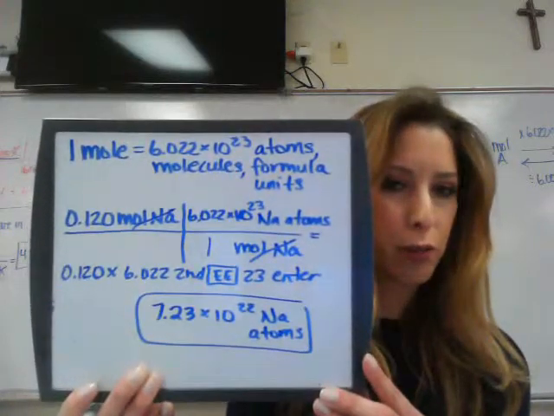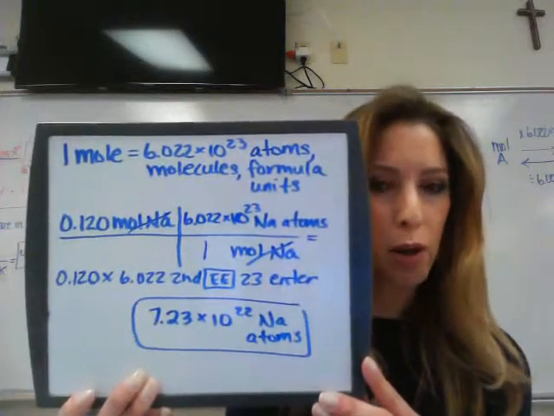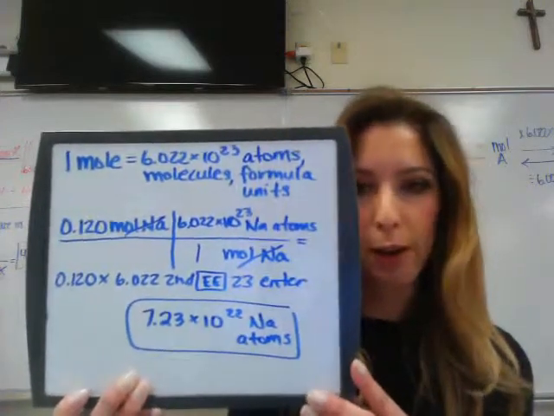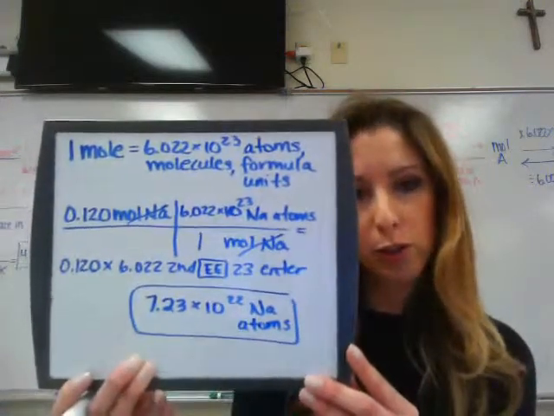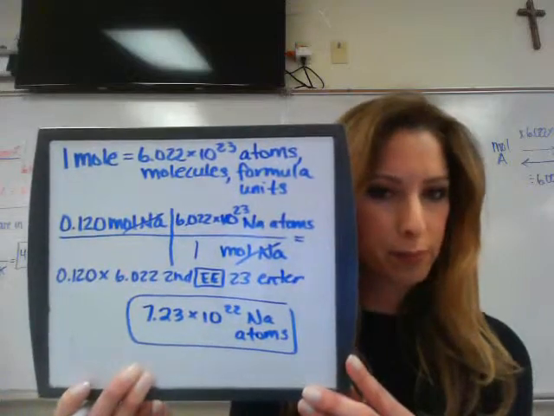So anytime you're converting from moles to atoms or molecules or formula units, you will be multiplying by Avogadro's number, which is 6.022 times 10 to the 23rd.